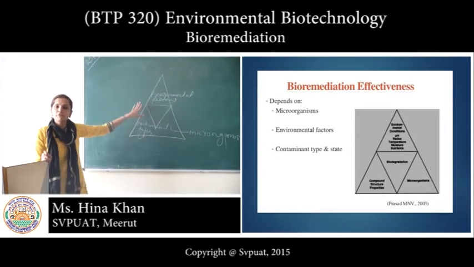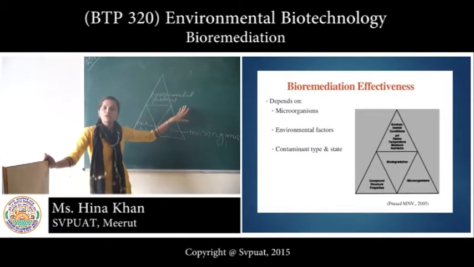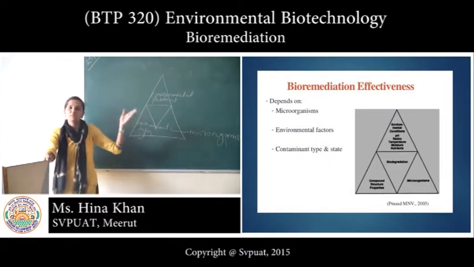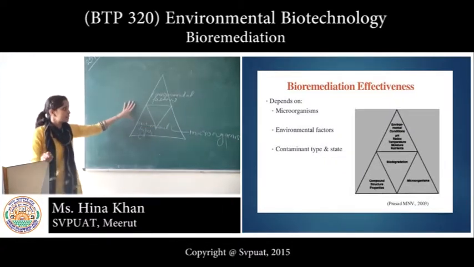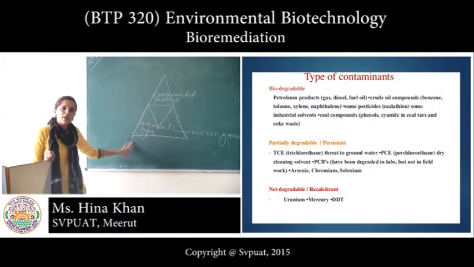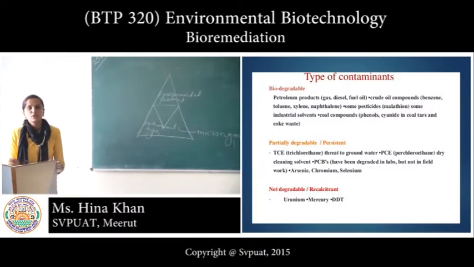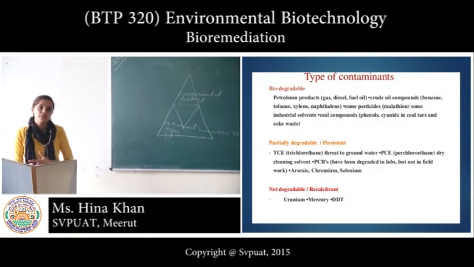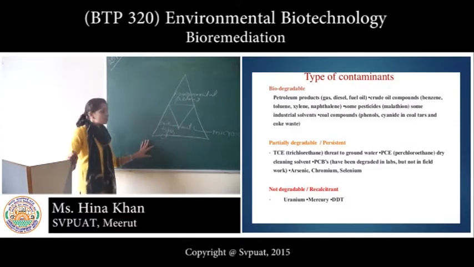Environmental factors may be temperature, pressure, pH or different types of nutrients. These are included in environmental factors, and they affect the bioremediation process most effectively. Second one is contaminant type. These contaminants may be biodegradable, degradable or non-degradable. Non-degradable means like DDT. These are banned in India also.